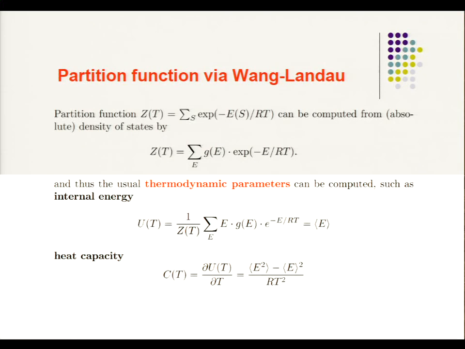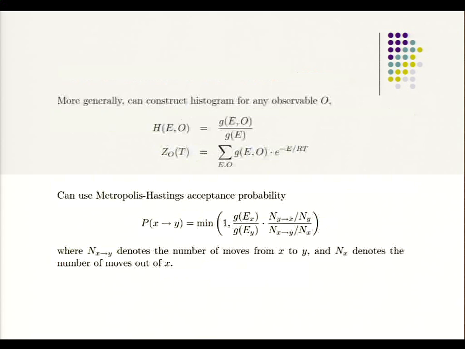the partition function, which is the sum over all energy bands of the density of states at energy E times the Boltzmann factor in E. From that we can obtain thermodynamic quantities such as energy and especially the heat capacity.